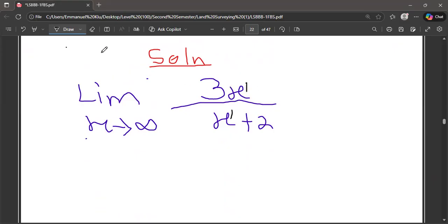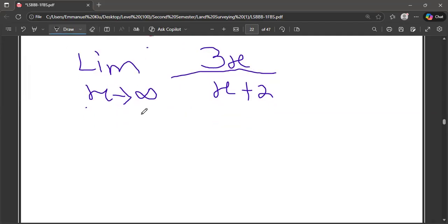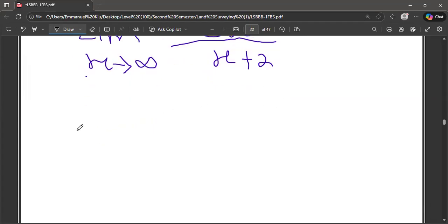In the physics world, that is what is happening, but we just don't write it. So it means that we are going to divide our 3x over 1, and also our x over x, and also the 2 over x. So this is how it's going to look like.